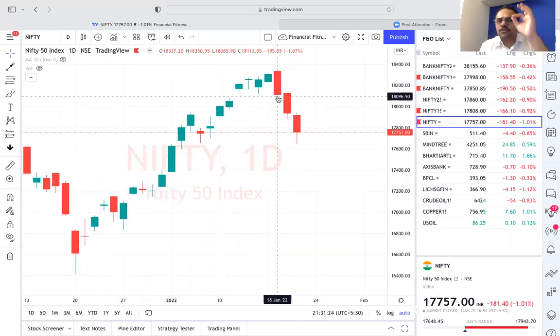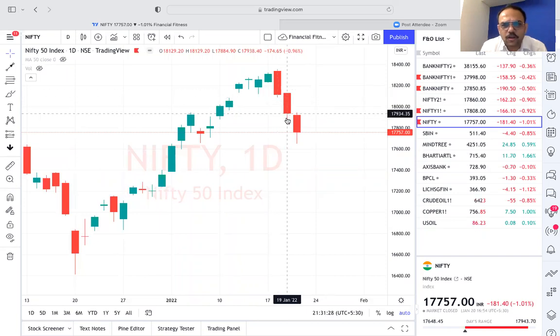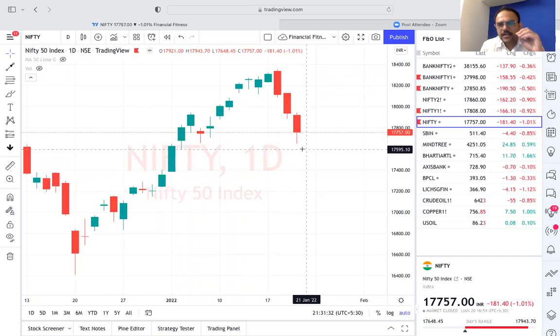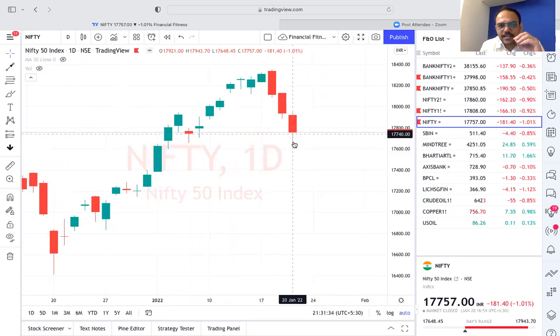See, here the wick was very small, the bears were pulling. The next day the wick size increased. The third day the wick size has further increased, longer. So when it went to the low, bulls started taking over. They pushed the price till here today. Tomorrow, there is mostly a higher probability.